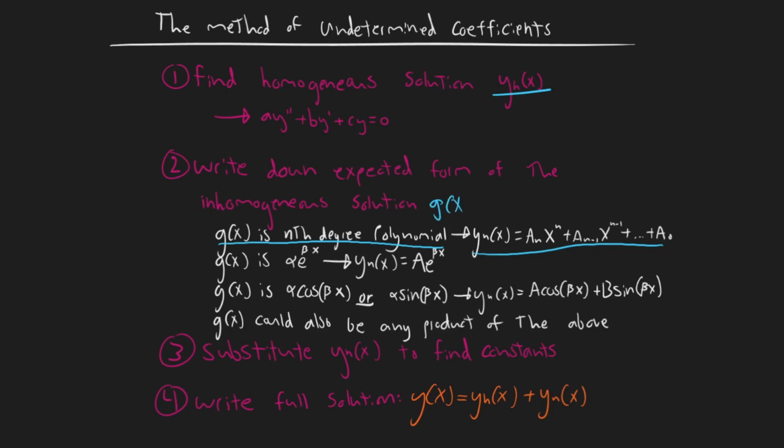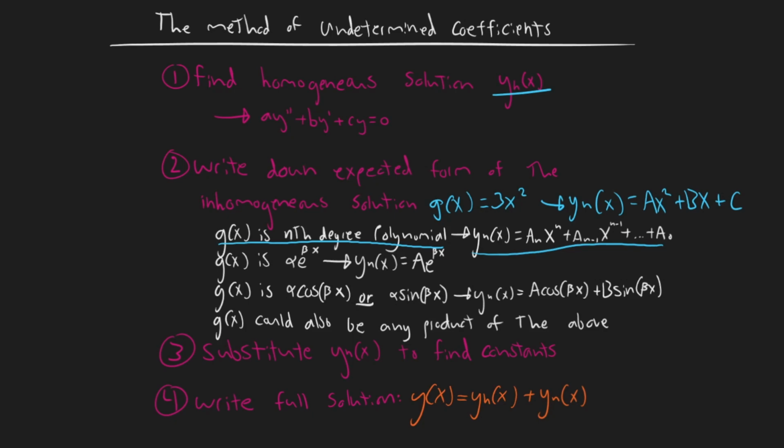So let's say g of x were to equal 3x squared, just 3x squared. Well, the highest order here is 2, and we need one order below all of that until 0. So we would actually guess yn of x to be ax squared plus bx plus c. And so maybe you see what I mean there. You can't skip any orders in your polynomial that you guess. But we'll see what that looks like when we go into a couple examples.